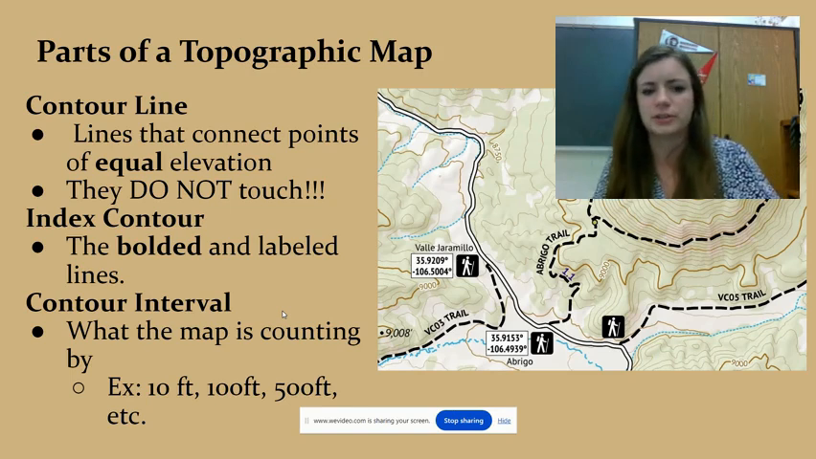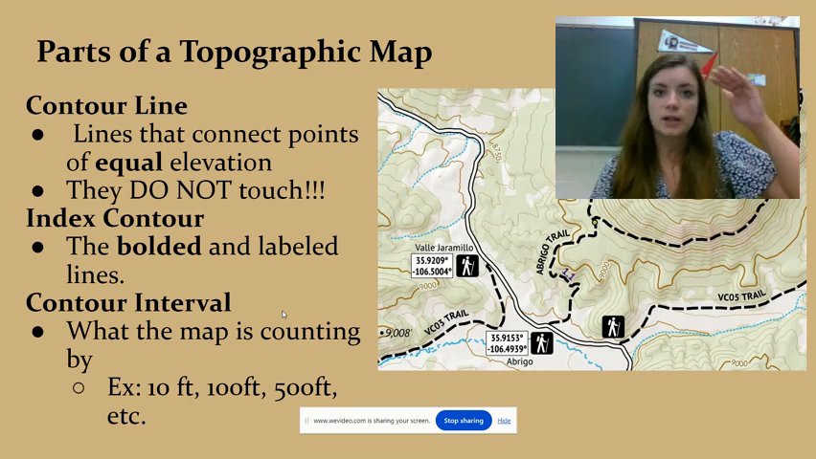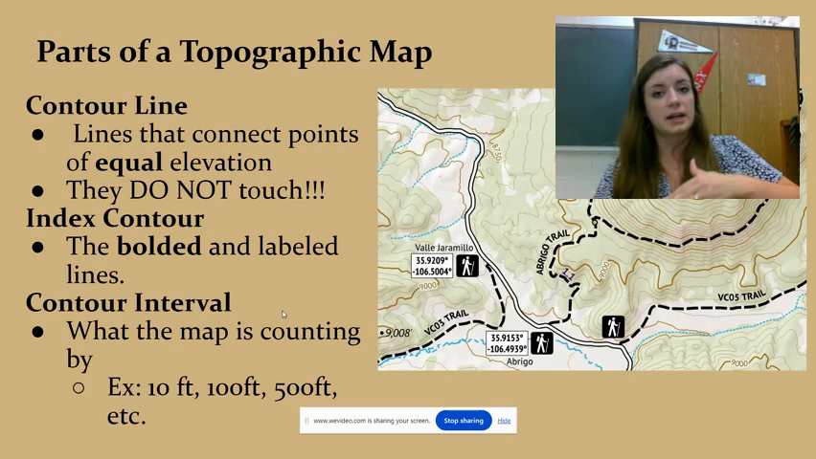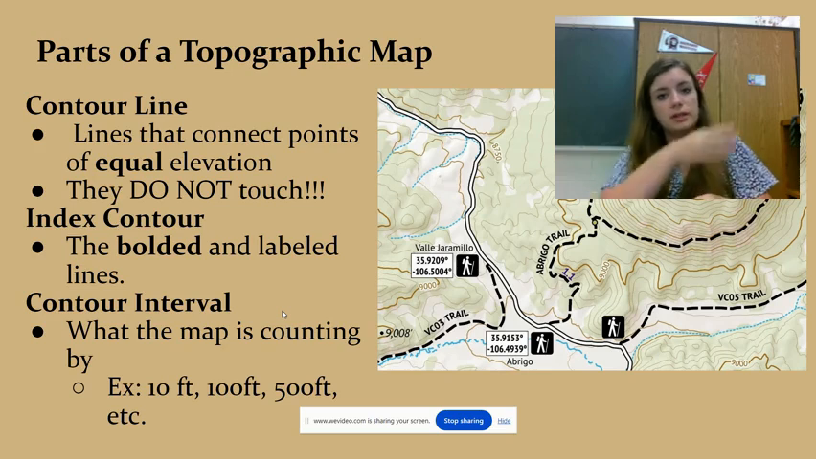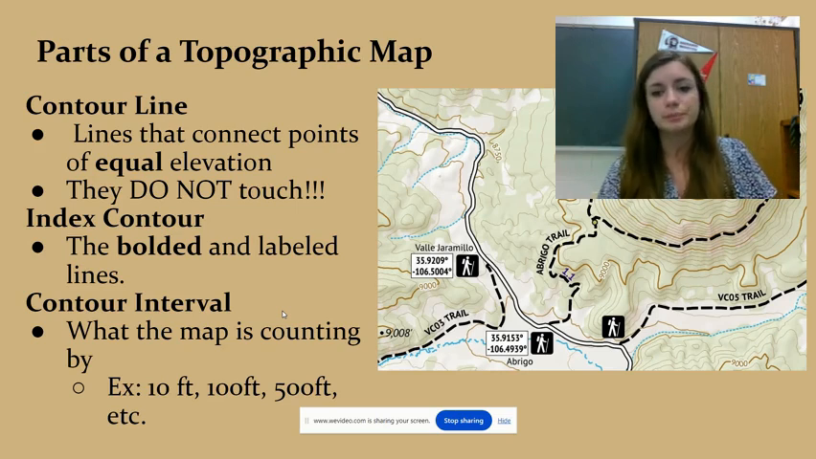Anyways, going back to contour interval, kind of got a little sidetracked. This again is what you're counting by. So the example that I used, 10 feet, 20 feet, 30 feet, 40 feet. What am I counting by? I'm counting by tens. That is my contour interval.